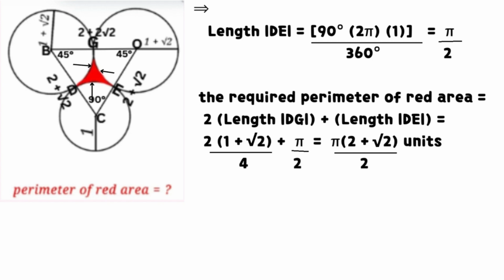The required perimeter of the red area equals the sum of 2 times length DG and length DE, which equals 1/4 of the sum of 2 times 1 plus the square root of 2, and half of pi. The result equals half the product of pi and the sum of 2 and the square root of 2 units, after simplification of substituted values.